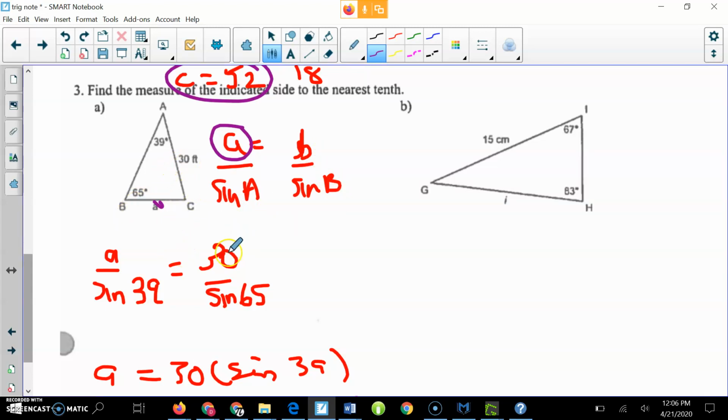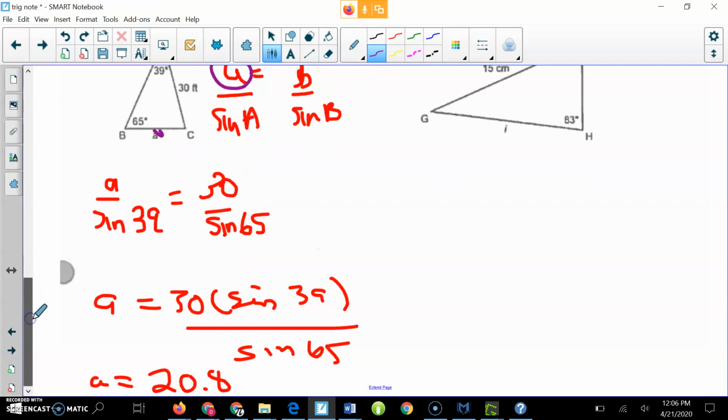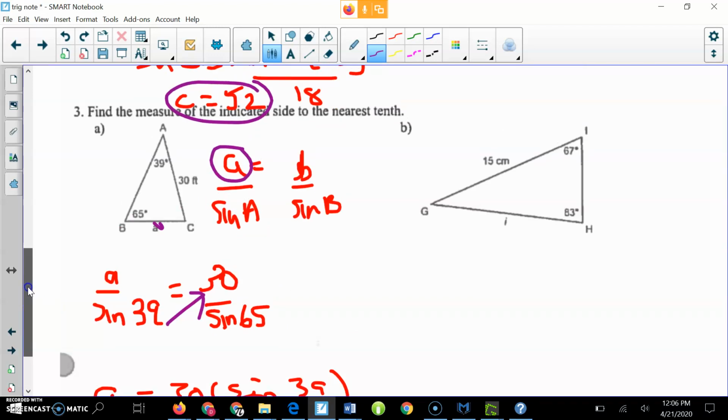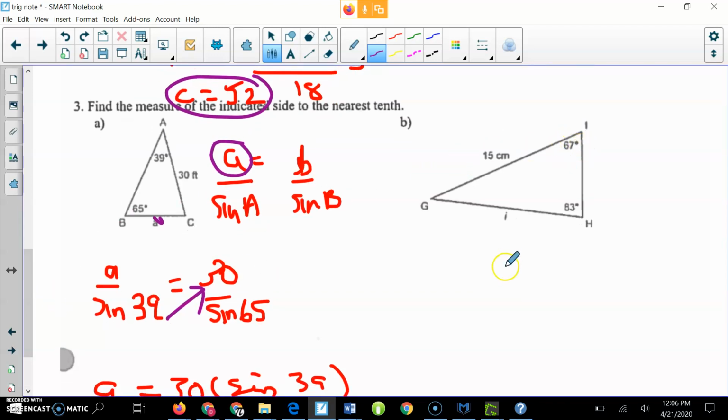Sub in, 30 is b, 65 is big B, A is 39, and then move the one guy up across like this. And in this case, don't hit second function. Just throw this right in your calculator. 30 times sine 39 over sine 65. And that's it. Remember the only trick question is this one.